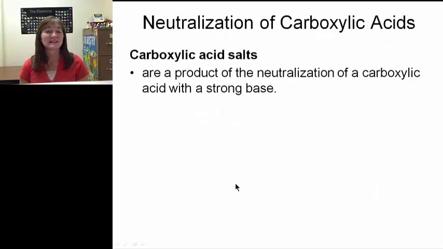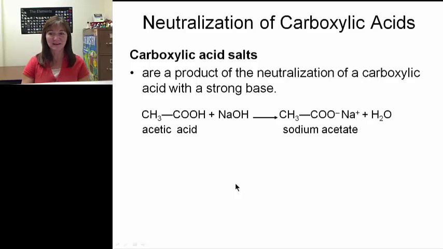So the neutralization of carboxylic acids. If you remember from the acid-base chapters, acids and bases will neutralize each other. So carboxylic acid salts are the product of the neutralization of a carboxylic acid with a strong base. If you remember from the acid-base chapter, when you reacted a strong acid with a strong base, you produced a salt and water. So we're going to see a lot of the same thing here.